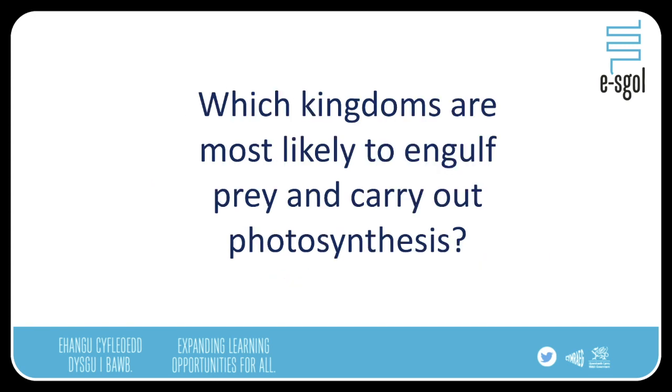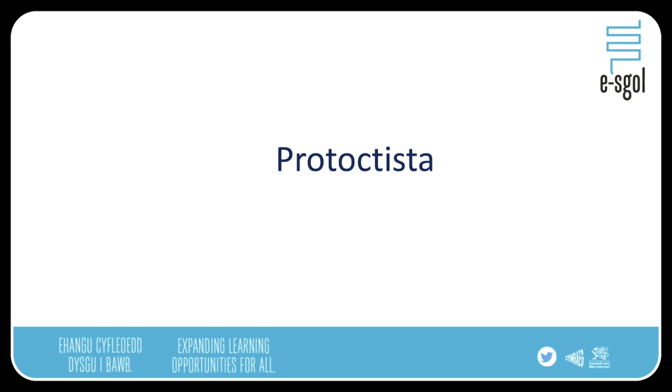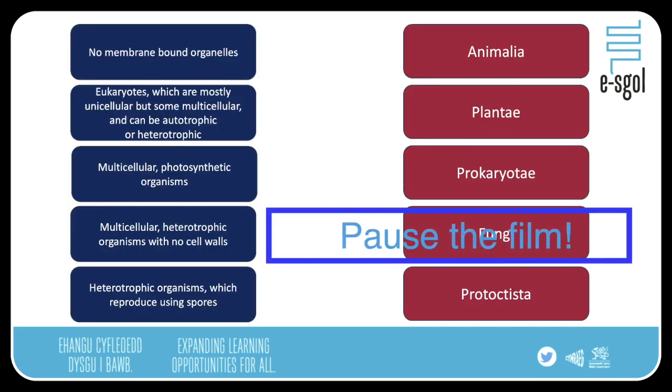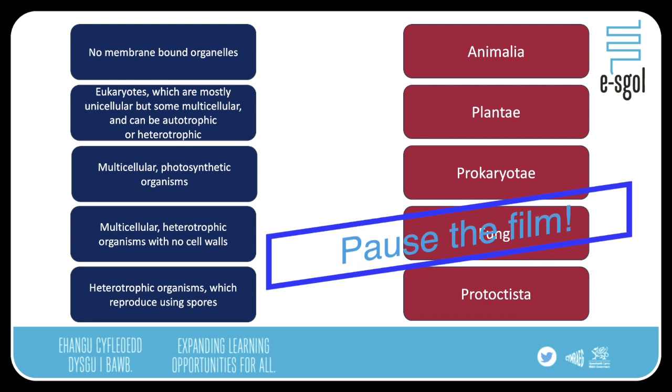Which kingdoms are most likely to engulf prey and carry out photosynthesis? Protoctista. Pause the film and match the statements to the correct kingdom. When you have completed this task, restart the film to get the answers.